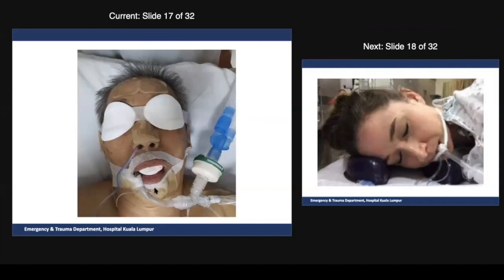Okay, so the next one is at the ankle. Most of the guidelines suggest the ETT to be anchored in the middle. But we also know that if we anchor the ETT in the middle, the risk of dislodgement is higher. So for me, as long as the ETT doesn't dislodge, you can anchor it in the middle or at the side.